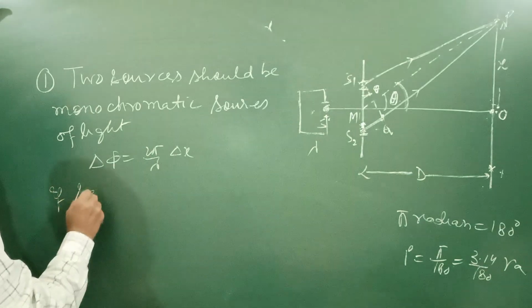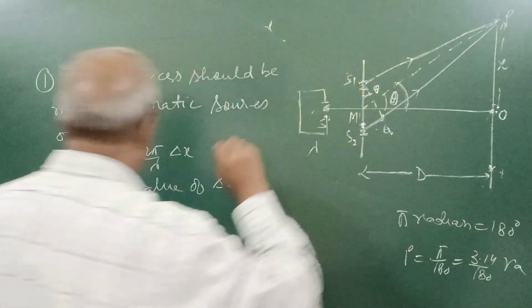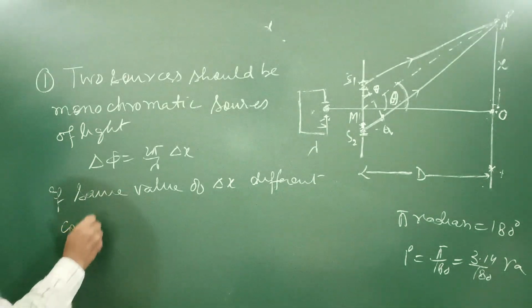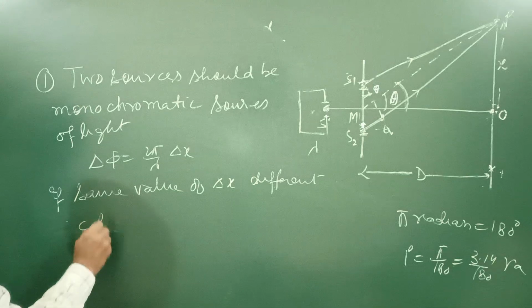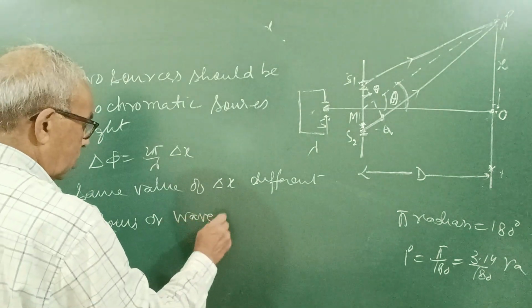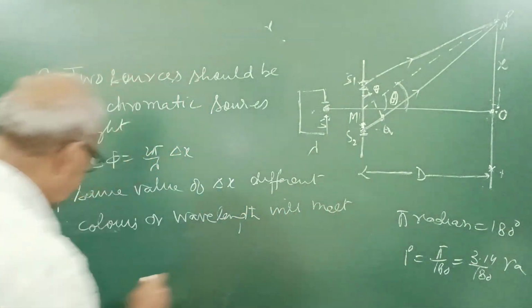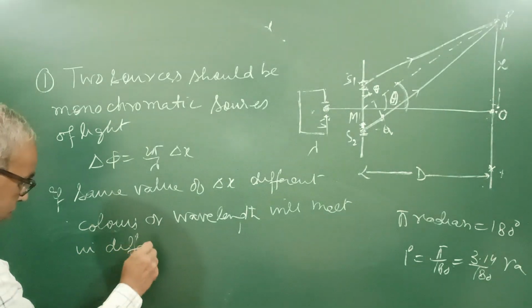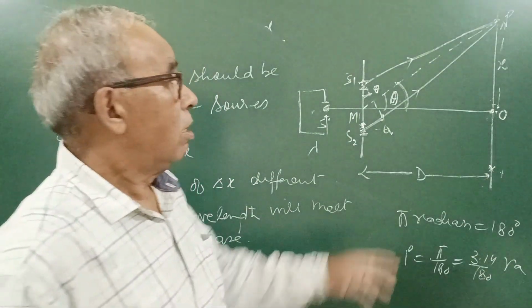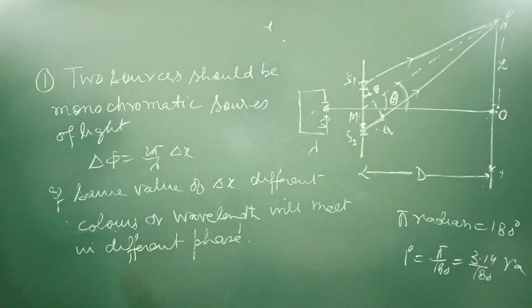For the same value of delta x, means at any point P, different colors, or different wavelengths, will meet in different phases, and hence there will be general illumination of light, by some color giving maximum, some minimum, some in between. So dark and bright fringes will not be obtained.